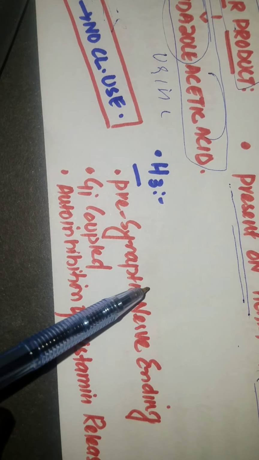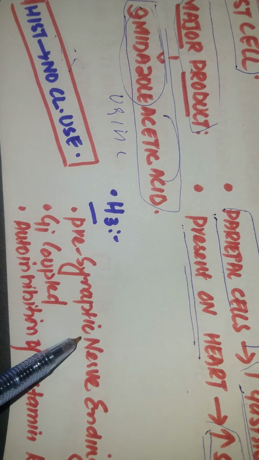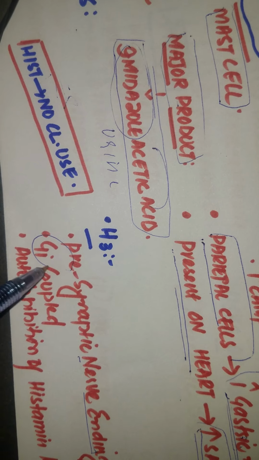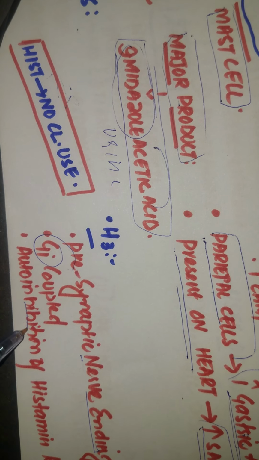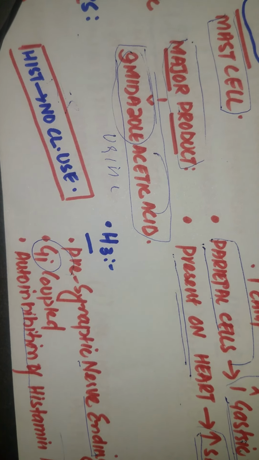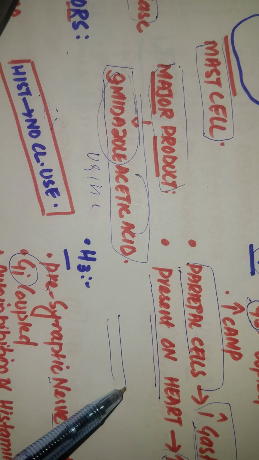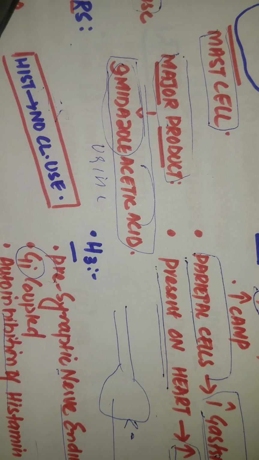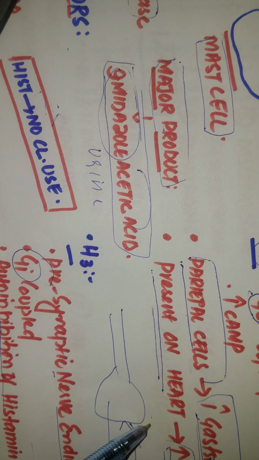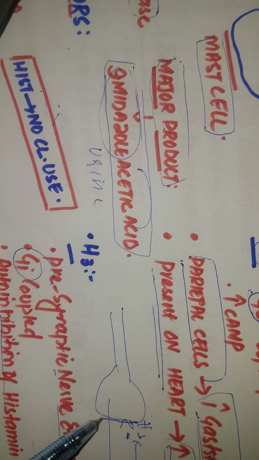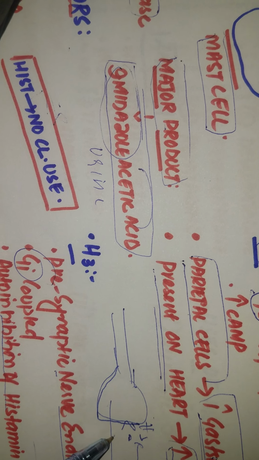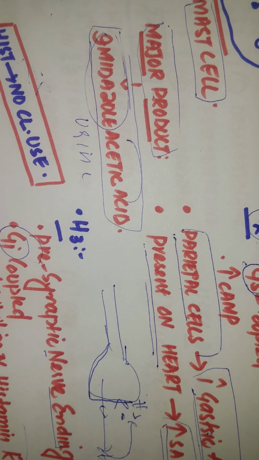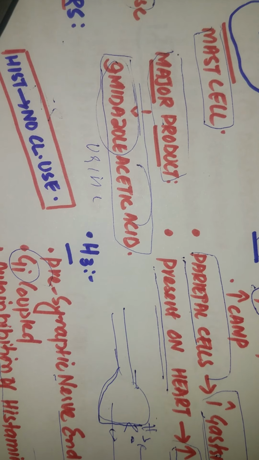The H3 receptors are mostly presynaptic, present on the presynaptic nerve endings, which are Gi coupled, and they are auto-inhibitory receptors of histamine release. Let's suppose this is a neuron and these are H3 receptors, and from here the histamine is released. It will act on these H3 receptors and cause the inhibition of histamine release. So they cause auto-inhibition. Moreover, the rest will be discussed in the next part of the video.